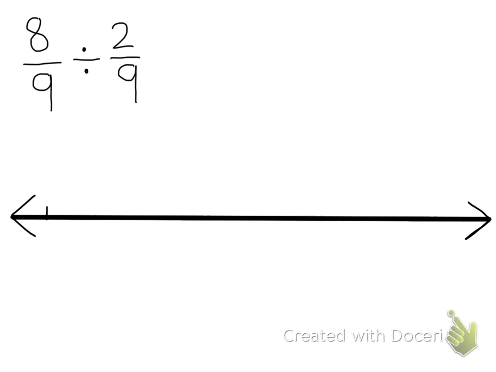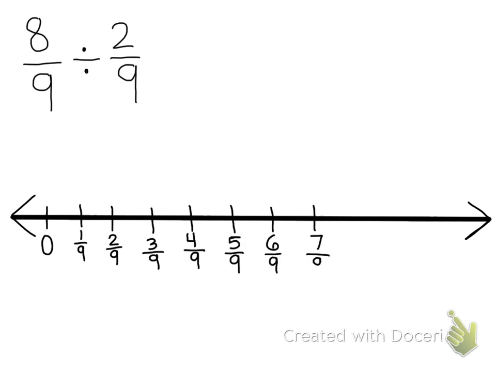So the first fraction is 8 ninths. So I'm going to partition my number line, right, into 9 equal parts. So 1/9, 2/9, 3/9, 4/9. I'm going to keep going all the way until I have 9 out of 9. Okay, now my fraction that I'm working with is 8 ninths. So I'm going to label 8 ninths.